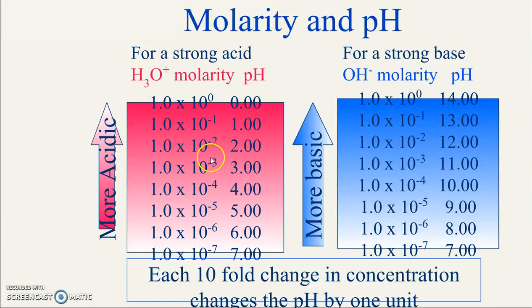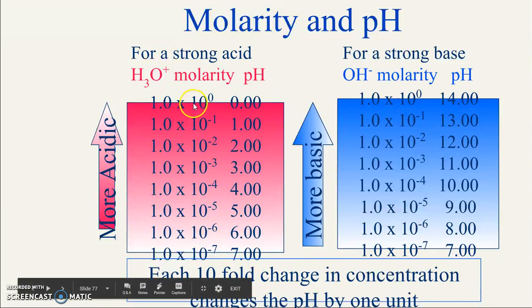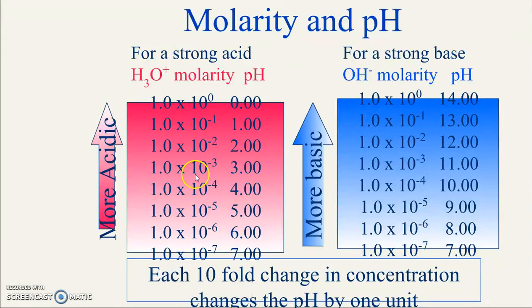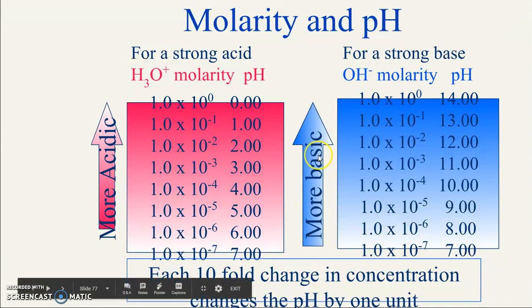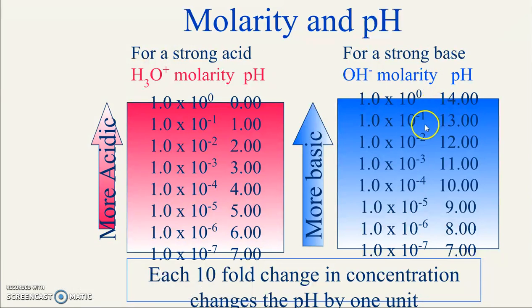So you can see it's based on a factor of 10, which is why we use log. Each tenfold change in concentration changes the pH by 1 unit. So as I decrease the amount of hydrogen by 10, I change the pH by 1. And the same thing on the basic side. As I increase the amount of hydroxide, then I increase the pH, or I increase the basicity, or how strong this base is.